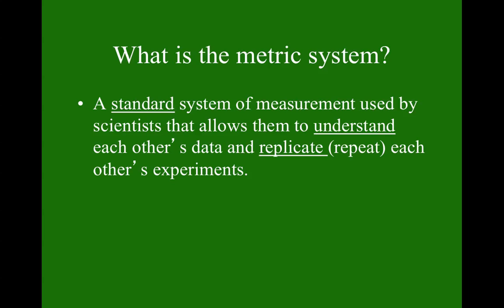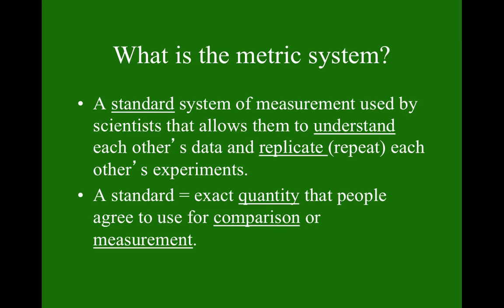So what exactly is a standard? When we talk about things being a standard, what is it? It is an exact quantity that people agree to use for comparison or for measurement. And the standards that we use in science are actually agreed upon by a committee that meets every so often in Paris, and they look at the different standards that we have and decide if any of them need adjustments.